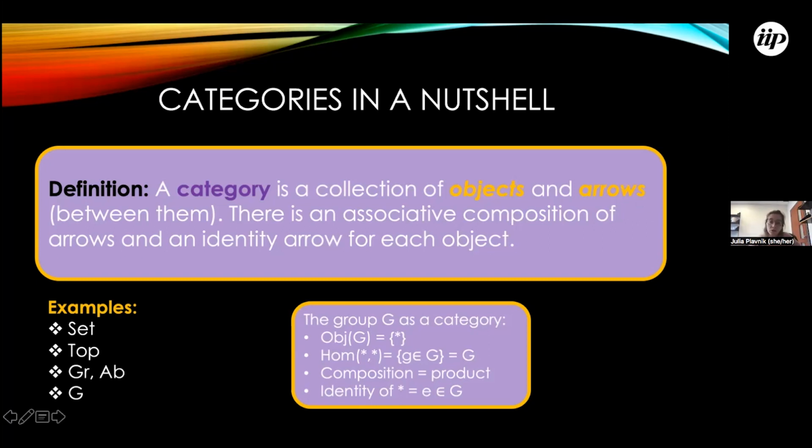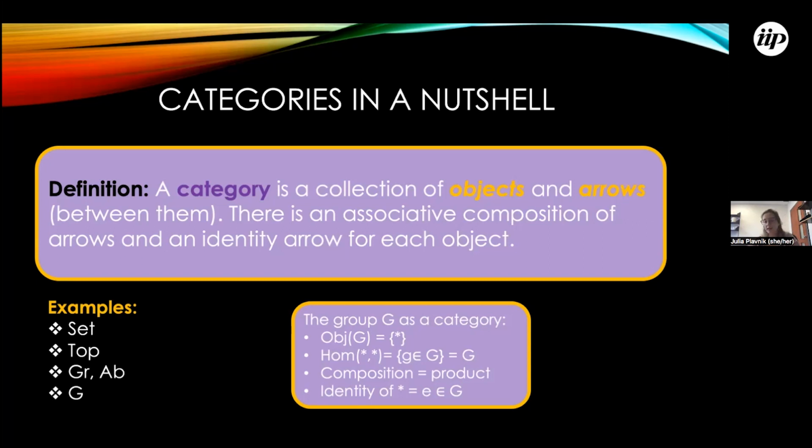So I told you, to give you a category I need to tell you who the objects are, who the arrows are, and what the composition is. And then it needs to satisfy two other things: that the composition is associative and that I have an identity arrow. I have only one object. Now I need to tell you who the arrows between the objects are, in this case only the arrows between star and star. So my arrows will be just the elements in my group. And now the composition is the product in the group. The product in the group is always associative because that's one of the things that we ask for in a group. And the identity will be the neutral element in the group.